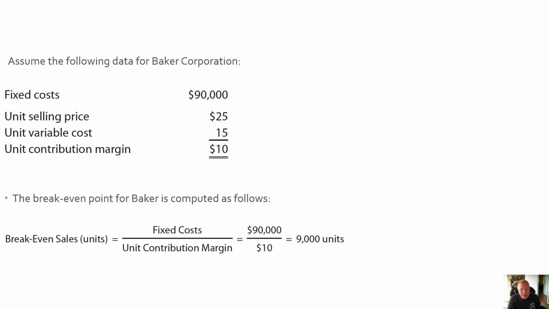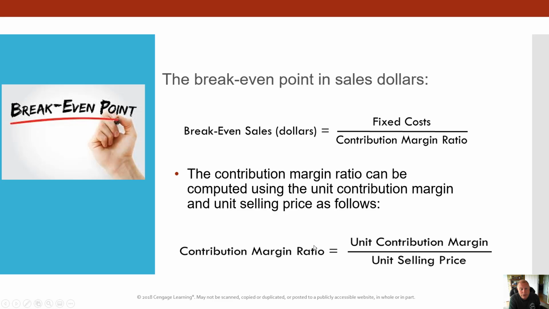Here is an example. Fixed cost 90, unit selling price 25, unit variable cost 15, so the contribution margin is 10, and the break-even point is 9,000 units, which is fixed costs 90 divided by the unit contribution margin. Because that's what we have left over to cover it, we need to produce a minimum of 9,000 units.